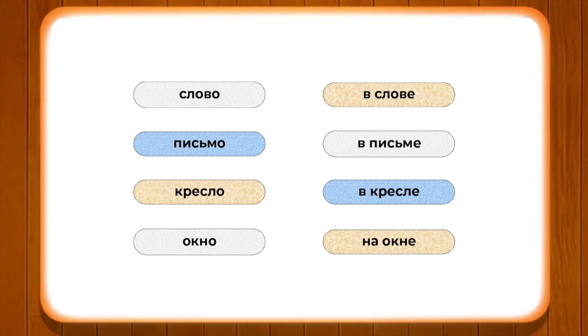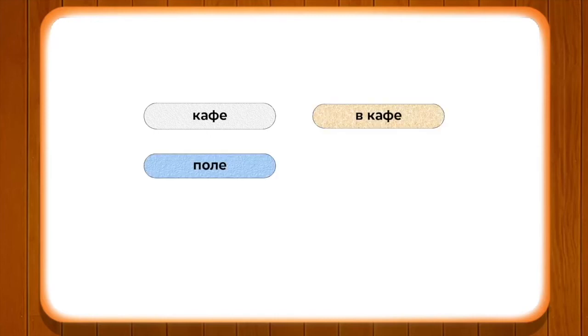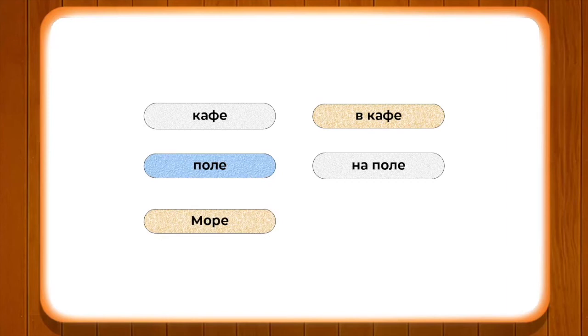Now let's go ahead and pay attention to a few more such words of the neuter gender. Кафе. So words which end like кафе: в кафе, in the cafe. Поле, field. На поле, on the field. Море means sea. На море, so at the sea or on the sea.